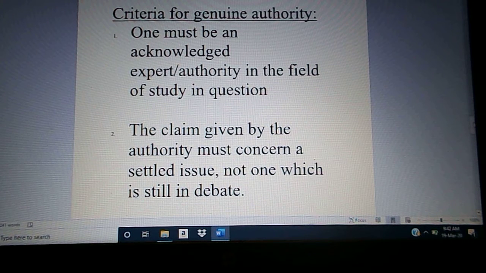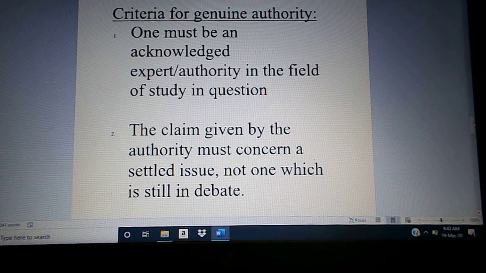So there's two basic criteria here. First, one must be an acknowledged expert or author in the field of study in question. So if you are going to be considered a genuine authority, then you have to be somebody that's actually known or acknowledged as an expert in that field. And secondly, the claim given by the authority must concern a settled issue, not one that's still in debate. It can't be a question of what I feel like doing, what I think is the case. It has to be, this is an issue that has been settled, and I'm giving you, through my authority, what we know about this issue.